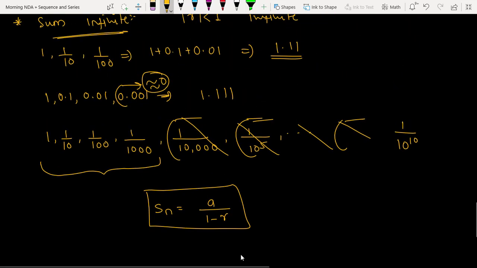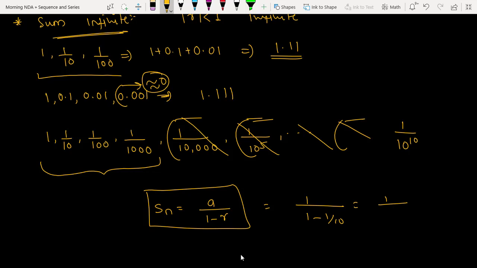So if I consider this infinite series 1, 1 by 10, 1 by 100, what is a? a is 1. What is r? r is 1 by 10. So 1 upon 1 minus 1 by 10, which is 1 upon 9 by 10, which is nothing but 10 by 9. So how much is it? 1.1111. See here, what I am getting is 1.1111. You are getting the same thing, 1.111, it will continue. See, I have discarded all the higher terms of the GP. Still, I am getting the same answer. Are you getting the point?